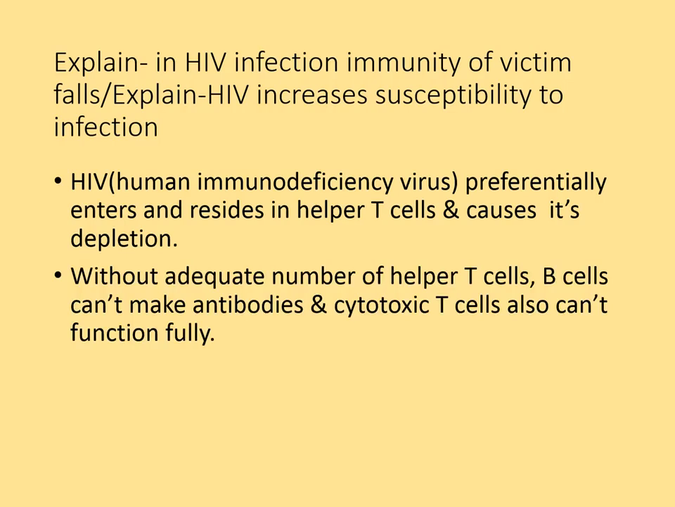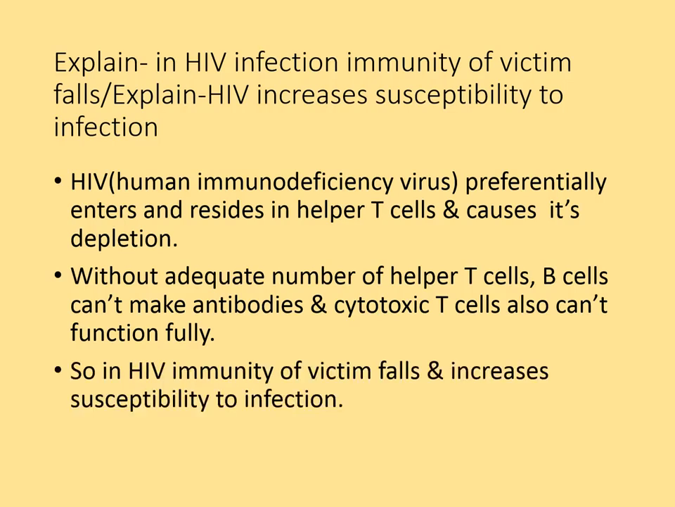Without an adequate number of T cells or T lymphocytes, the B cell can't make antibodies and cytotoxic T cells can't function properly. So in HIV, both cell mediated and humoral immunity get paralyzed. So in HIV, immunity of the victim falls and increases susceptibility to infection.